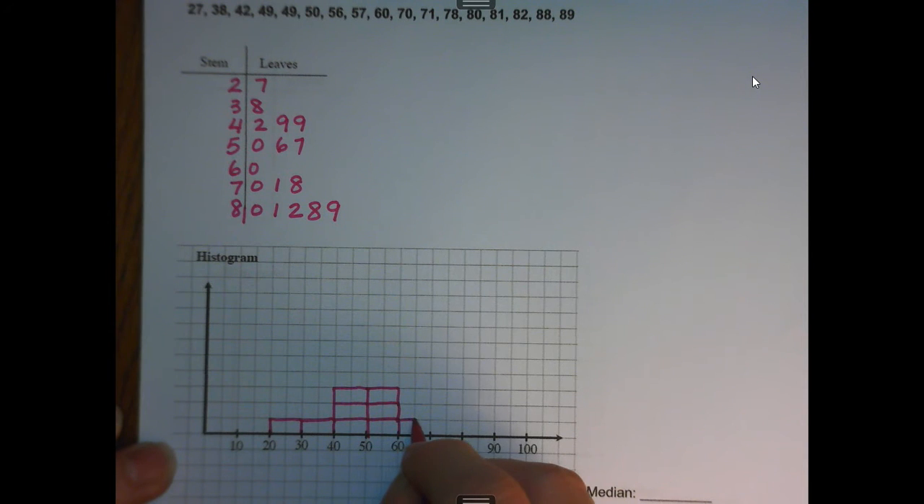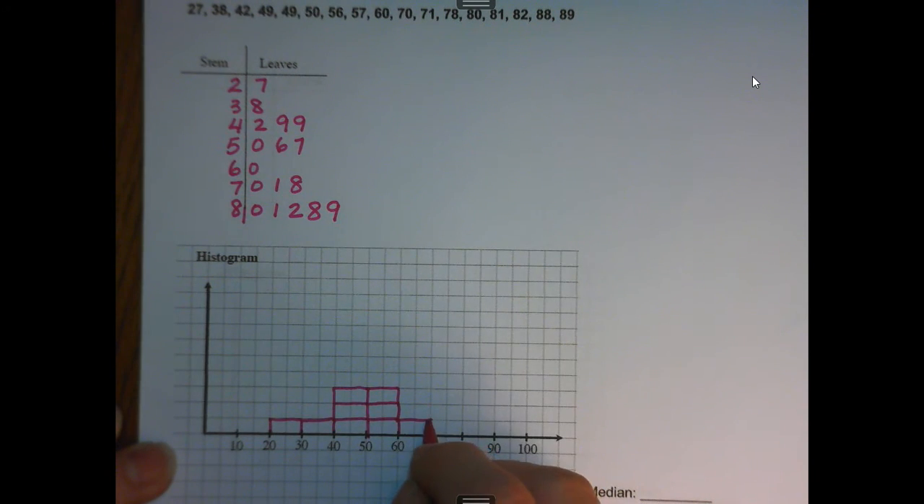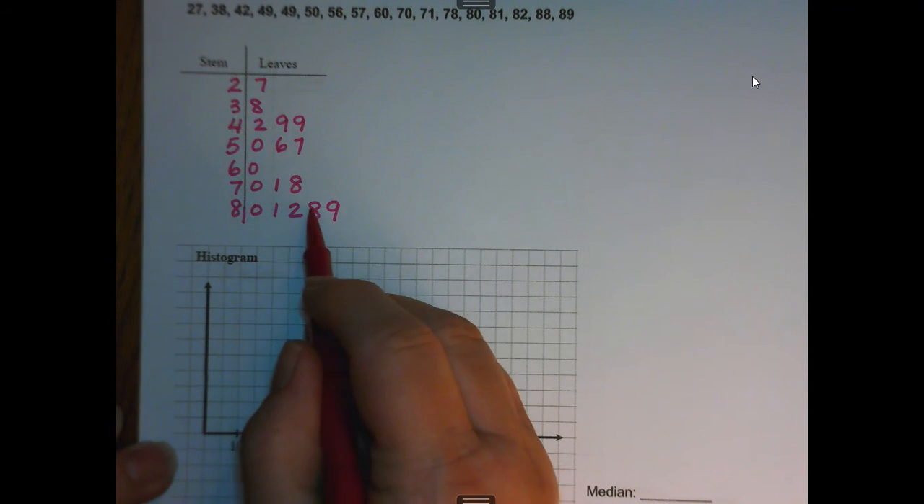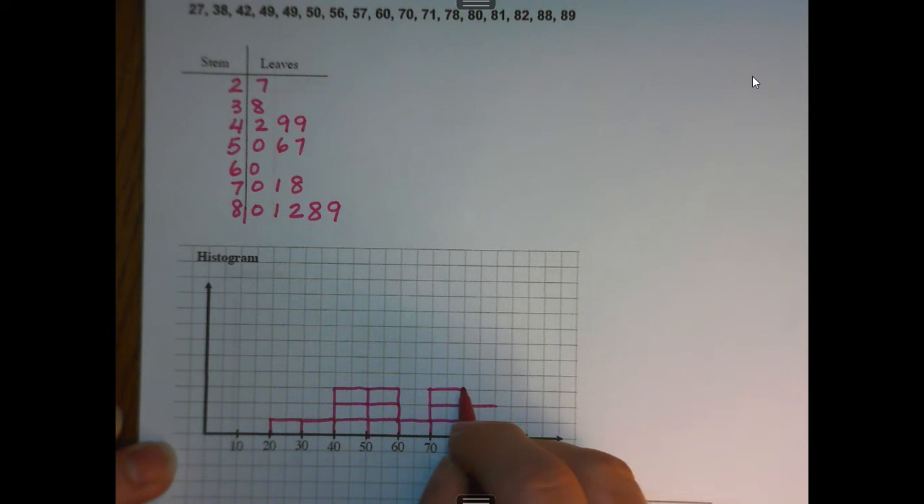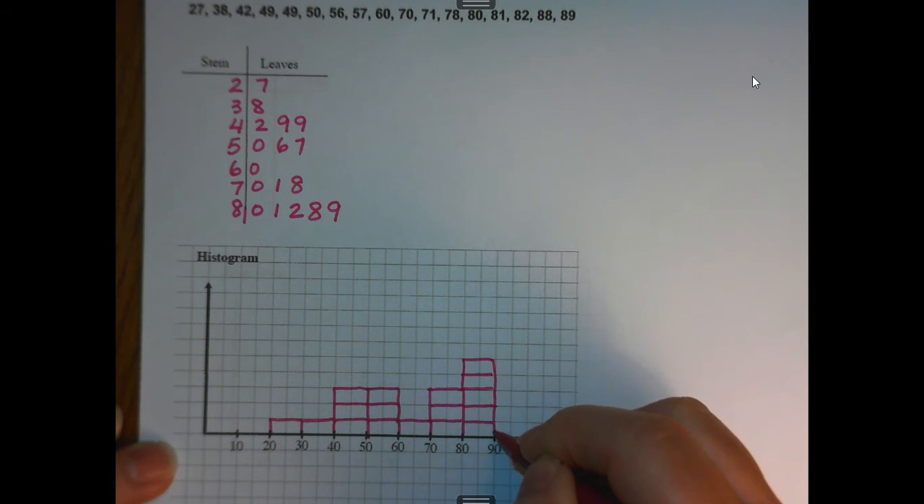In the 60s, we only have 1 in that bin. In the 70s, we have 3: 1, 2, 3. And for the 80s, we have 1, 2, 3, 4, and 5. And there we go.